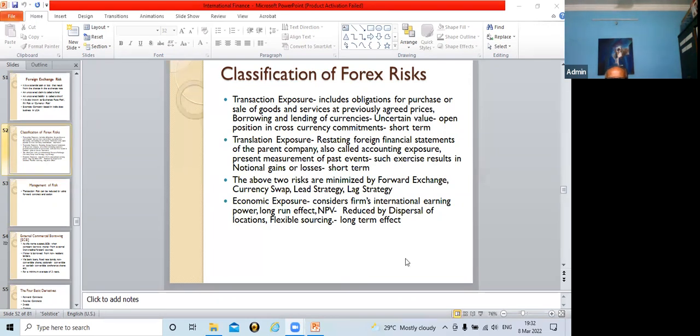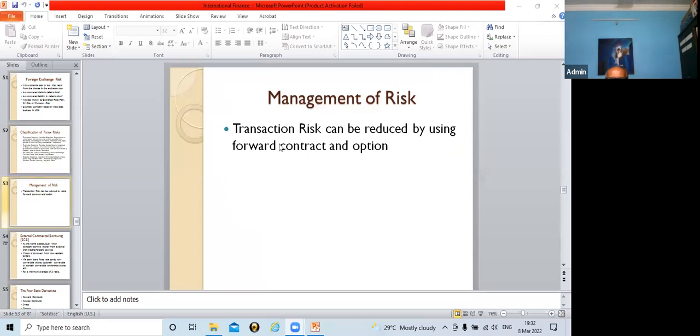How do we manage risk, management of risk? So transaction risk can be reduced by using forward contract and option.